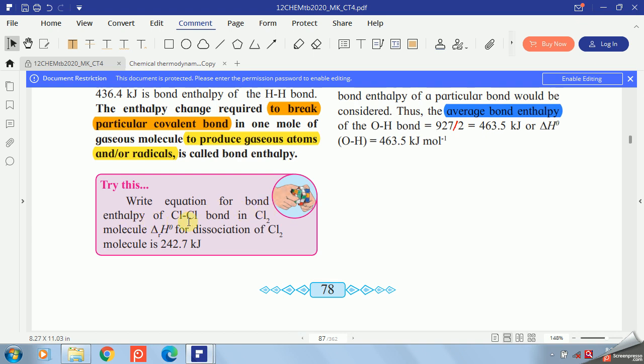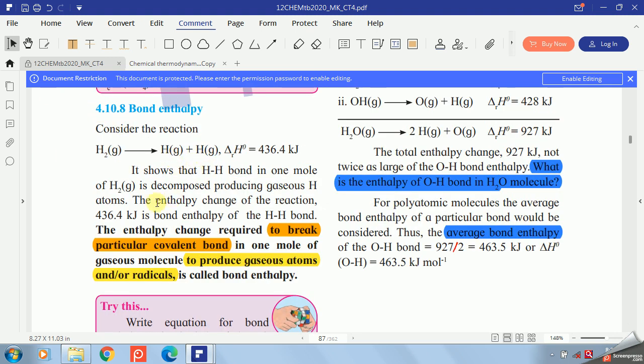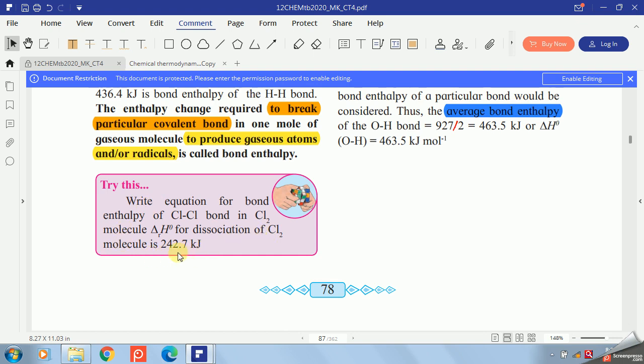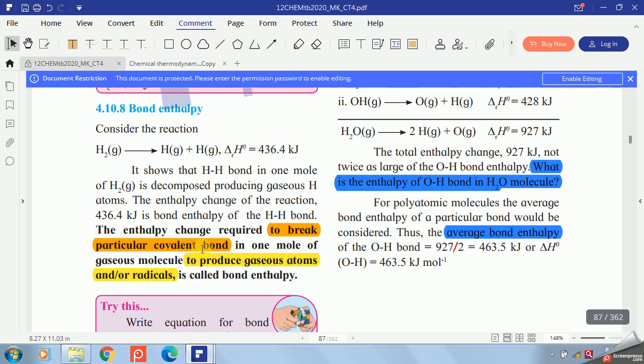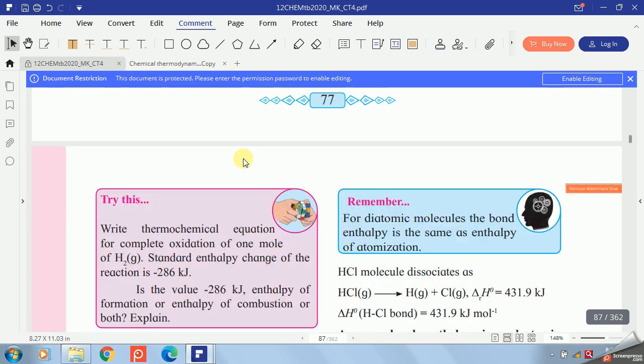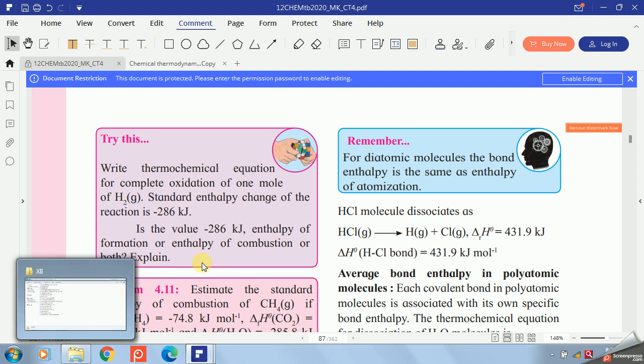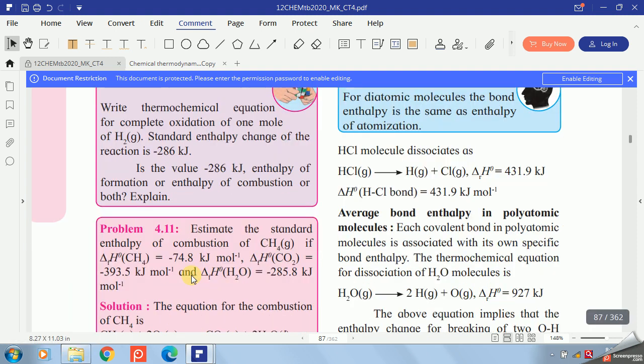Write the equation for bond enthalpy of the Cl-Cl bond in the Cl2 molecule. The only change is, instead of H2 write down Cl2, giving Cl gas, and the bond enthalpy is 242.7 kilojoule per mole. It is a plus sign, meaning we have to supply that much heat to break that bond into atoms. When the HCl molecule dissociates, we break the H-Cl bond, giving H gas plus Cl gas, and it is 431 kilojoule per mole. So when we have to break a particular covalent bond, we have to supply that much heat.